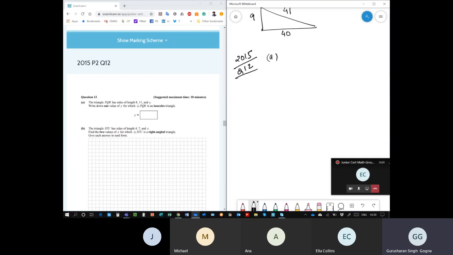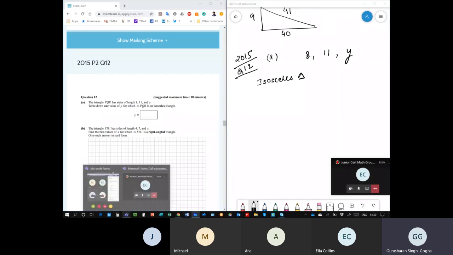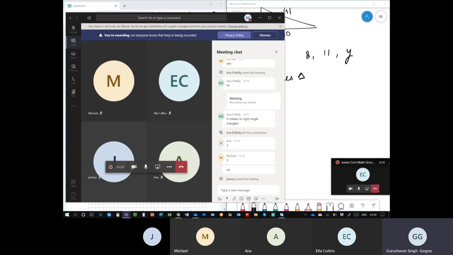The triangle PQR has sides of length 8, 11, and y. Write down one value of y for which triangle PQR is an isosceles triangle. So first of all, what do you mean by an isosceles triangle?